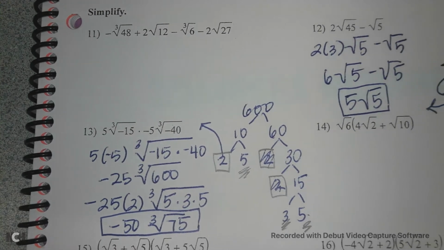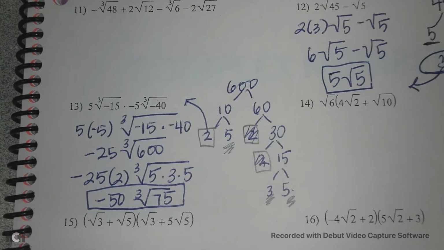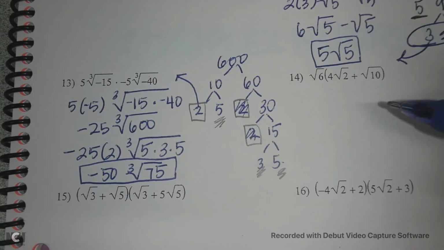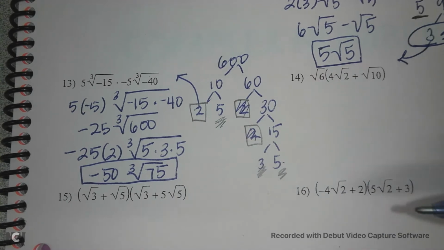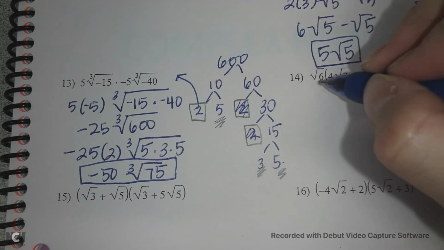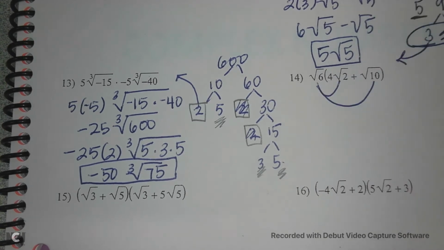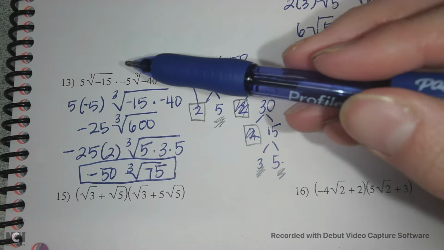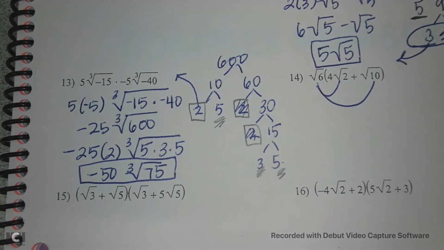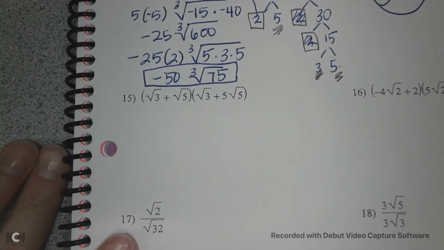Number 14 is similar to 15 and 16. These two are just harder versions of 14. So my hint to you on 14 is to distribute. If you distribute, then you're multiplying your radicals just like we did in 13, and I think that you guys can figure that out. I'm going to do 15 with you.